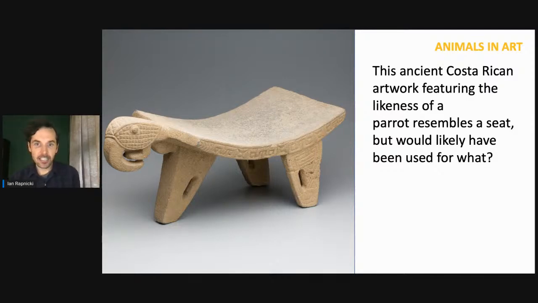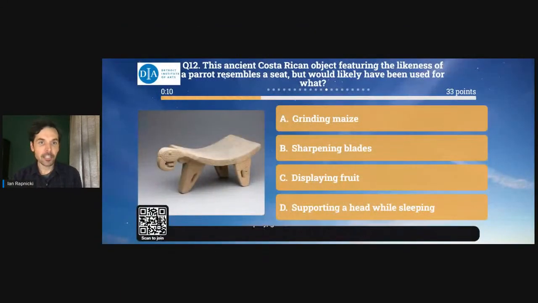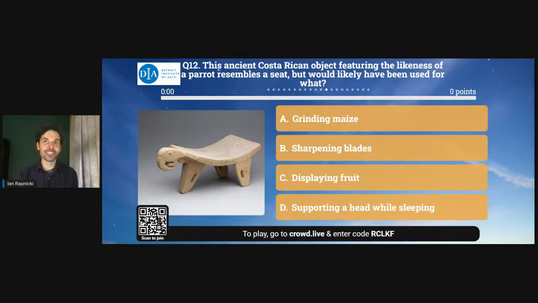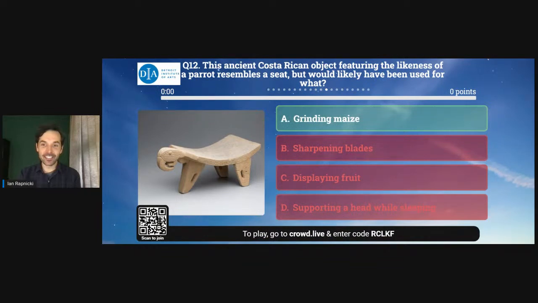Is the clock ticking on this one? It is, okay. Costa Rican object featuring the likeness of a parrot. Looks like a seat. What was it used for? Grinding maize, sharpening blade, displaying fruit, supporting head while sleeping. Time's up. Okay. The answer is grinding maize.